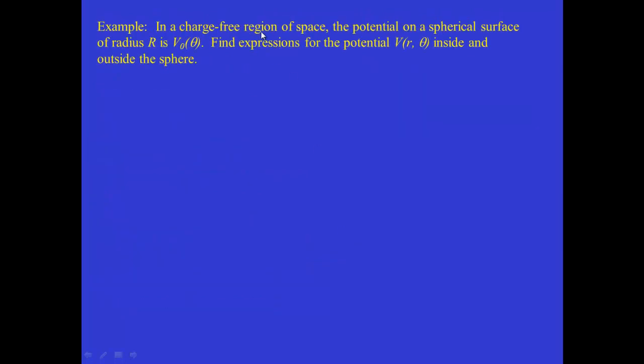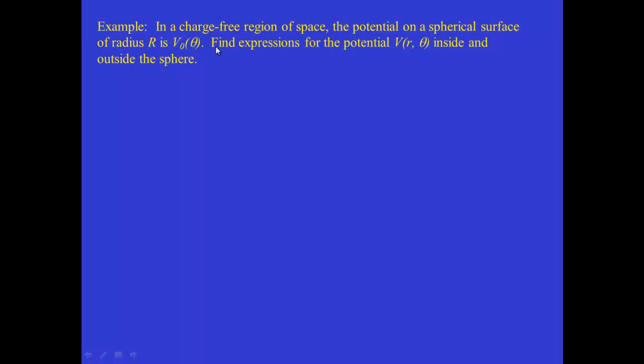So here's an example. In a charge-free region of space, the potential on a spherical surface that has radius r is some function V0 of theta. Maybe it's sine theta, maybe it's cosine theta, maybe it's some crazy combination of functions involving theta. For now, we'll just leave it as something arbitrary.